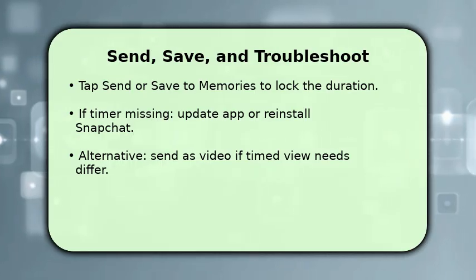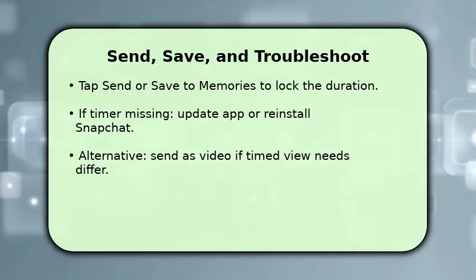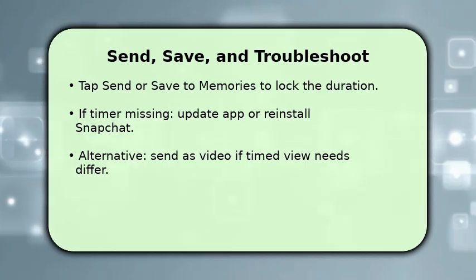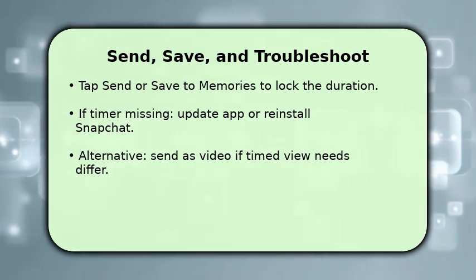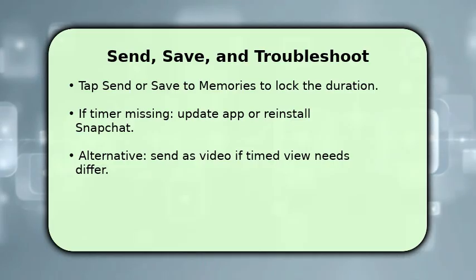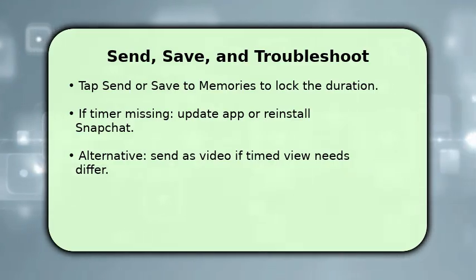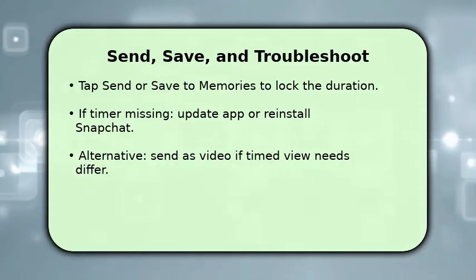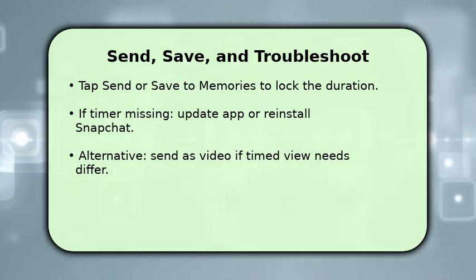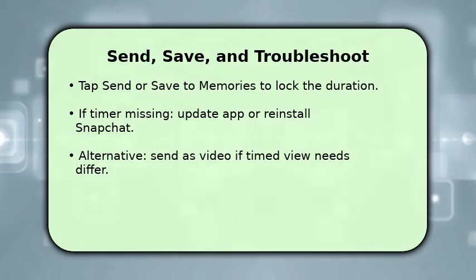If you don't see the timer icon, make sure Snapchat is updated, restart the app, or reinstall. Outdated builds often hide UI elements. If duration control is still unavailable, export the photo as a short video and send that instead. It behaves differently but can simulate a fixed viewing period when necessary.